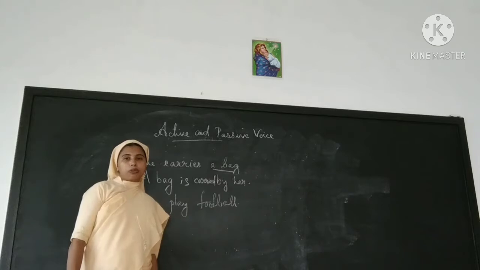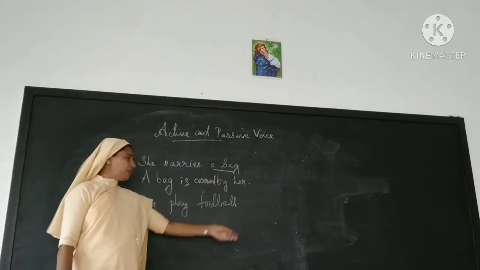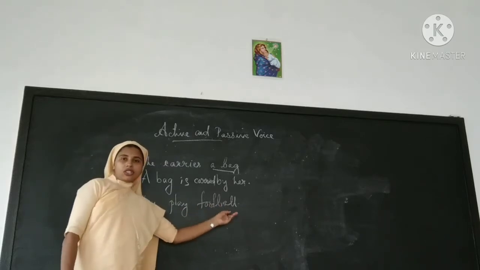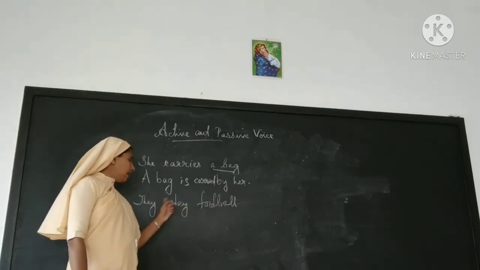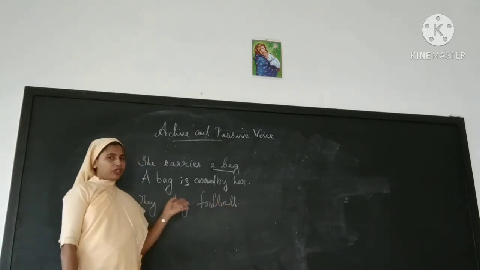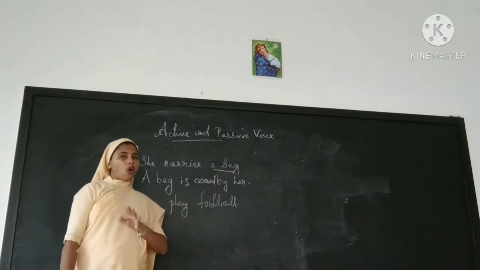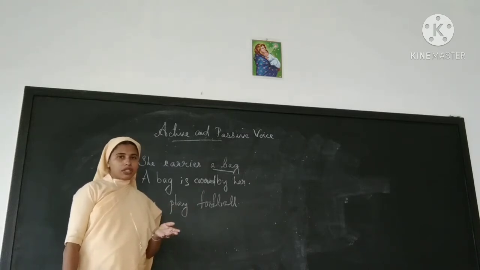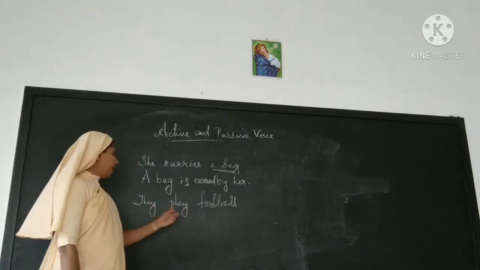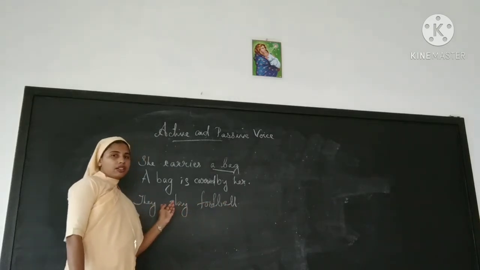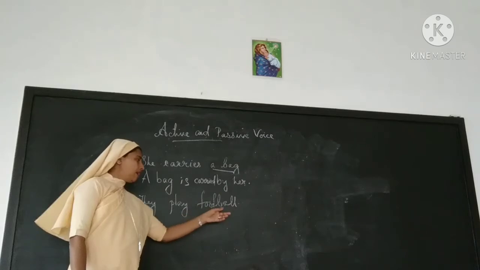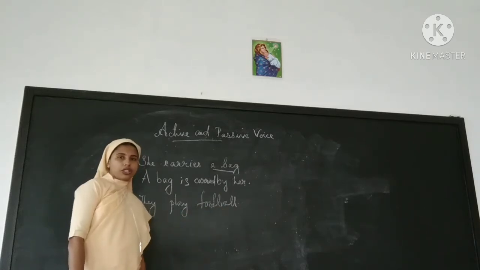They play football. What's the subject here? They, the doer of the action, and here the receiver of the action. They play what? Football. You know how to find the object in a sentence: you ask the two questions, what or whom, and if you get the answer, there is an object. Here, subject is they, verb is play, and football is object.